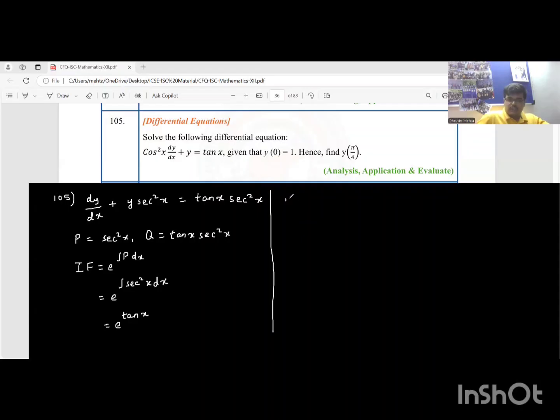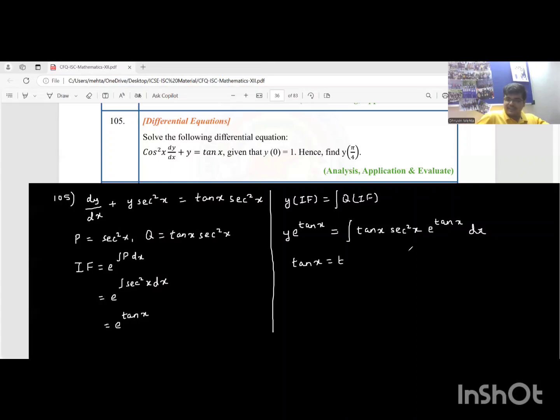Now, students, we'll solve this. The solution is y into IF is equal to integration of q into IF. So it's y into e raised to tan x is equal to integration of q, which here, students, is tan x into sec square x, and we have e raised to tan x. Solving this, students, is super easy. You can easily solve this by taking tan x as t.